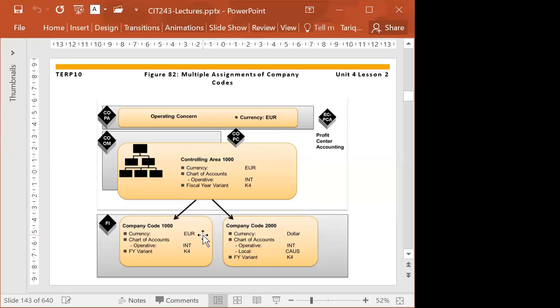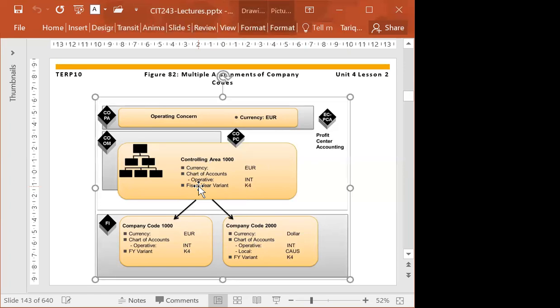All company codes under one controlling area must have 2 things in common: the chart of accounts and the fiscal year. So if the chart of accounts and fiscal year are common, then we can say, okay, we can use them under the controlling area. This is a must. The currency can be different, no problem.